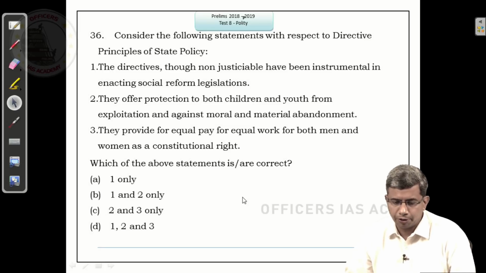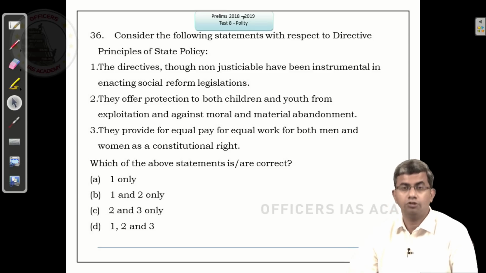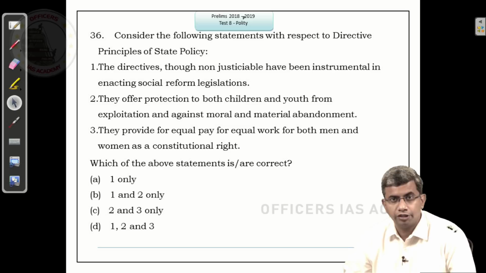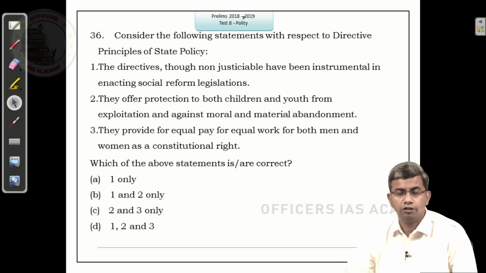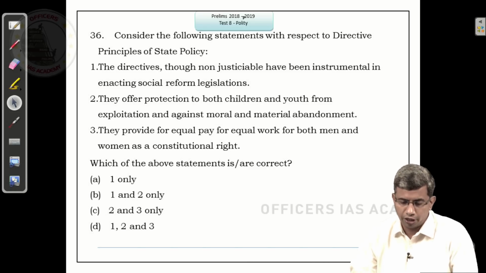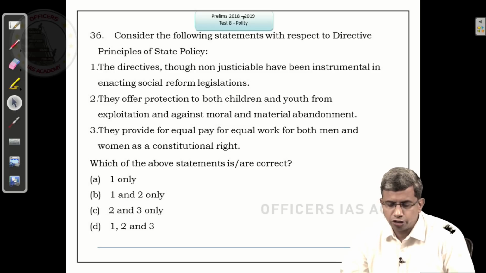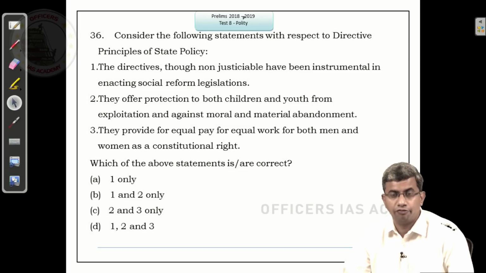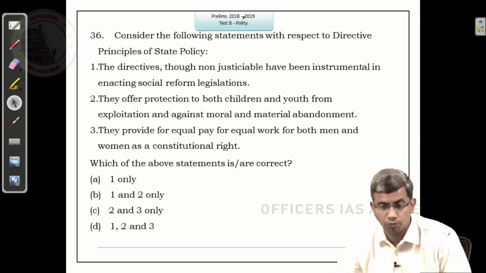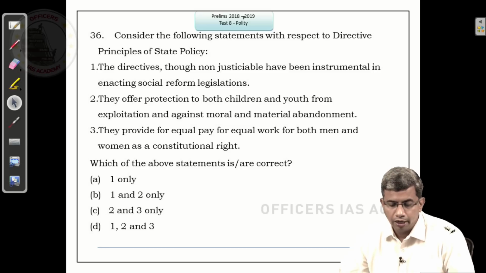Consider the following statements with respect to directive principles of state policy. The directives, though non-justiciable, have been instrumental in enacting social reform legislations. Of course, Equal Pay for Equal Work, Payment of Wages Act, Minimum Wages Act, various Panchayati Raj institutions, social reform legislations, various acts, right, have been enacted to give effect to the directive principles. They offer protection to both children and youth from exploitation and against moral and material abandonment. Article 39F protects the children and youth from exploitation against moral and material abandonment.